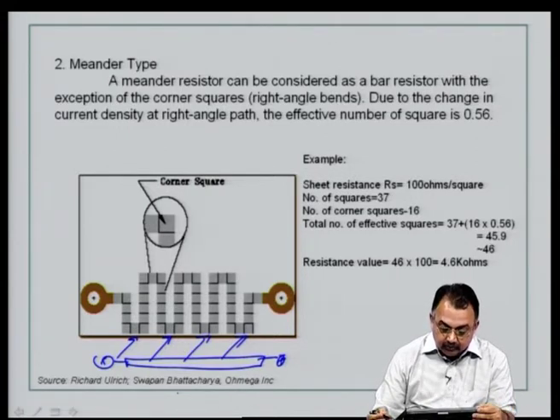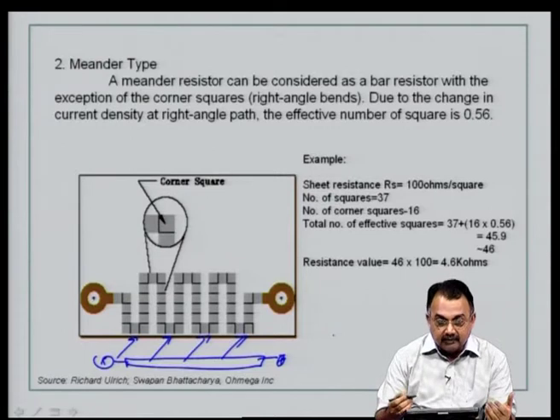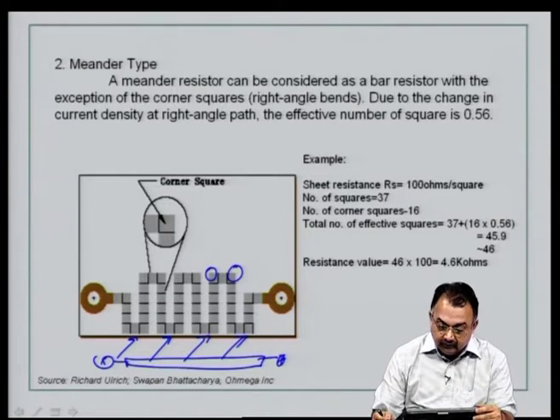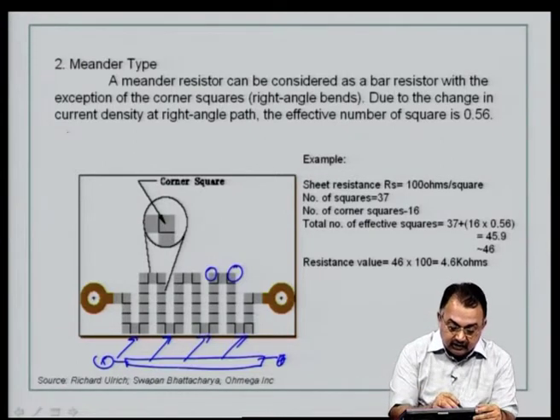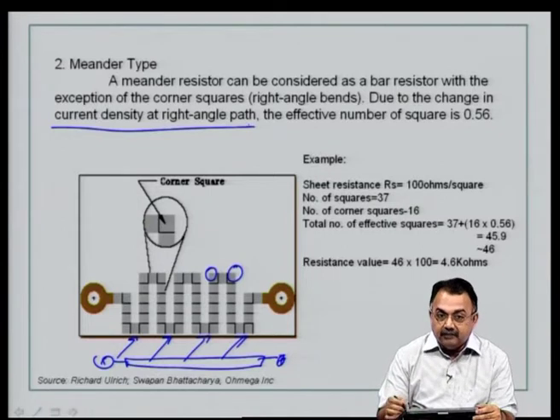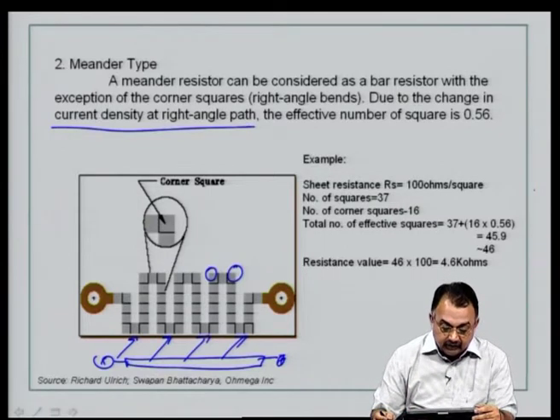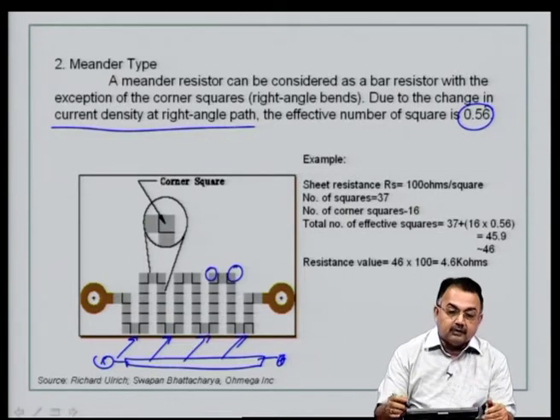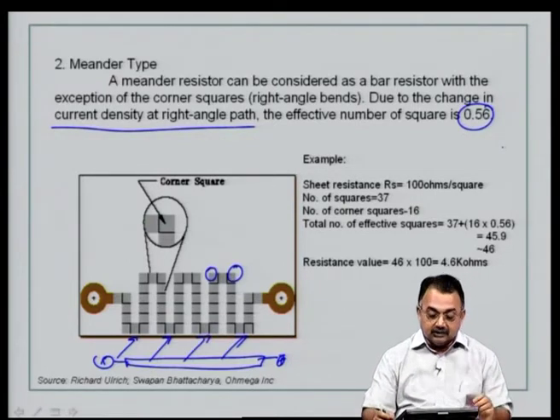And when you use right angle bends, there are problems with manufacturing, as you know, at the right angles, and there are also electrical issues, because there is a change in current density at the right angle path. We have seen this when we talked about the flex circuits. So, the effective number of squares for each corner square is typically only 0.56, taking into consideration losses and so on.